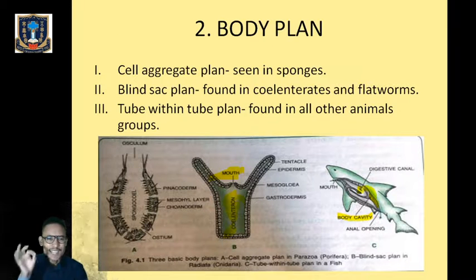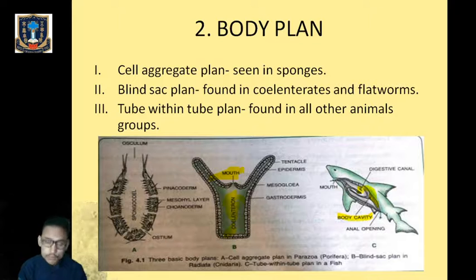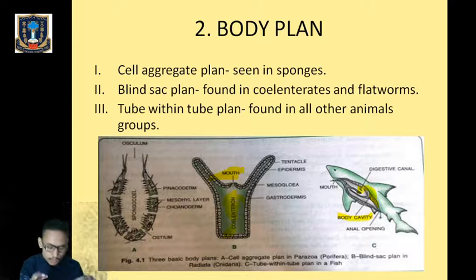First one is the cell aggregate plan, seen in sponges. Second one is the blind sac plan, which is mainly seen in coelenterates and the flatworms, where we have got the central body cavity, and it will open to the outside through a single aperture which will function as both mouth and anus. Clear? Then third one, the tube within tube plan. We have got the body cavity that lies close to the digestive canal, and here we have seen that we have got two openings, the mouth and the anus. So we have finished the body plan also.